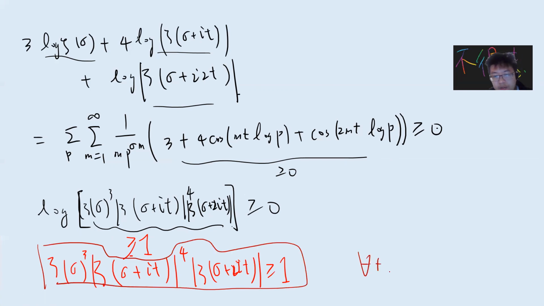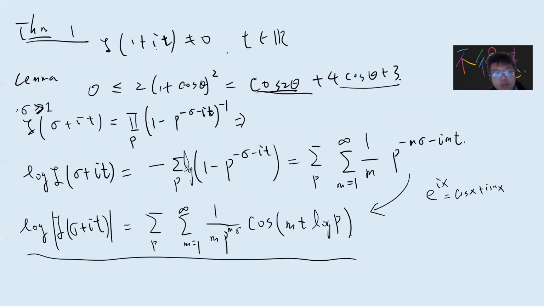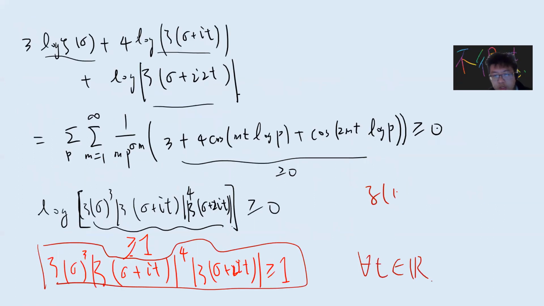Okay, for every t. So now let's prove by contradiction. Suppose there is some t0 such that zeta(1+it0) is 0. Then you can just fix t0 and take sigma approaching 1, right? But this is greater than or equal to 1 for every t. So if this is 0, then it's a contradiction, right?